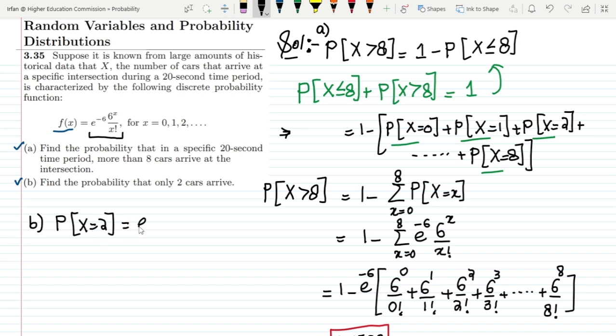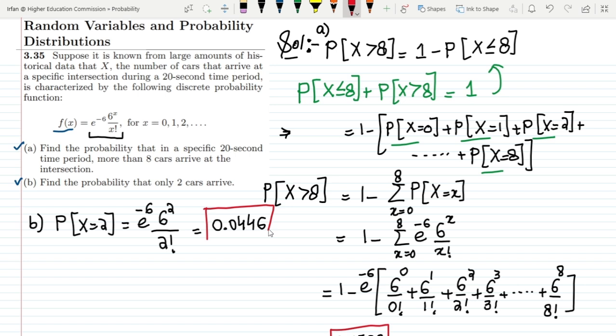So, now putting values here, this would be e^(-6) and 6 with the power of this x, which is 2. So, this is 6^2 divided by x factorial, which is 2 factorial. Now finding it out, what I will get here, we will get 0.0446, and that is basically the answer of part B of my question.